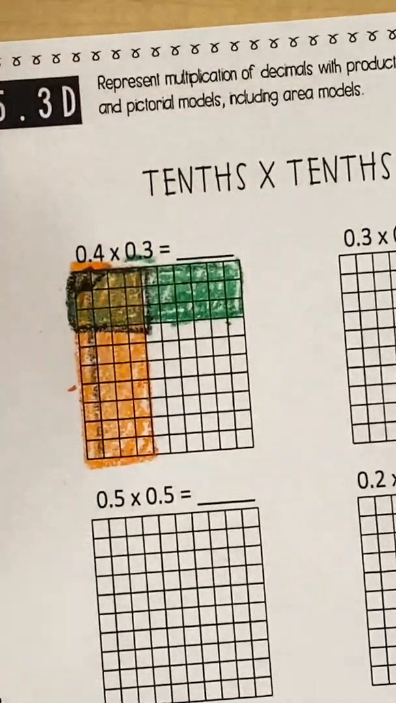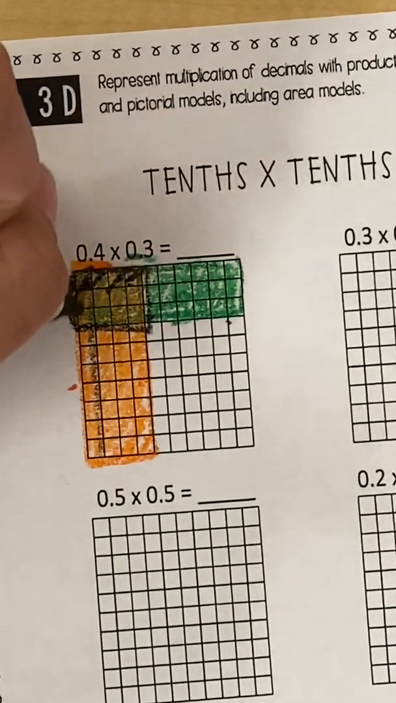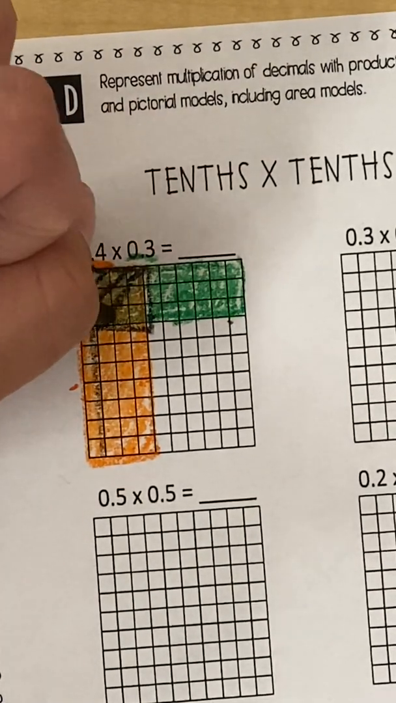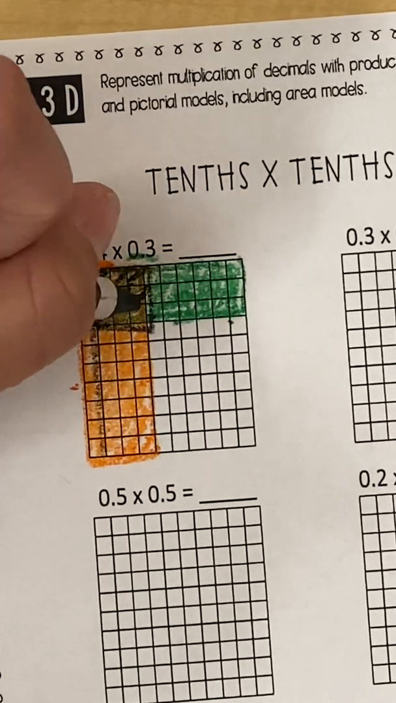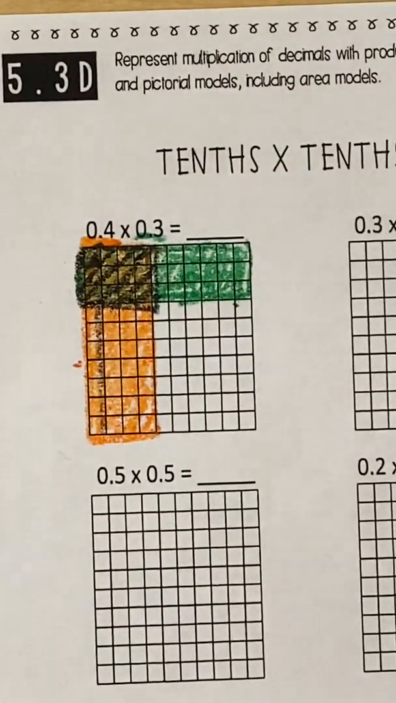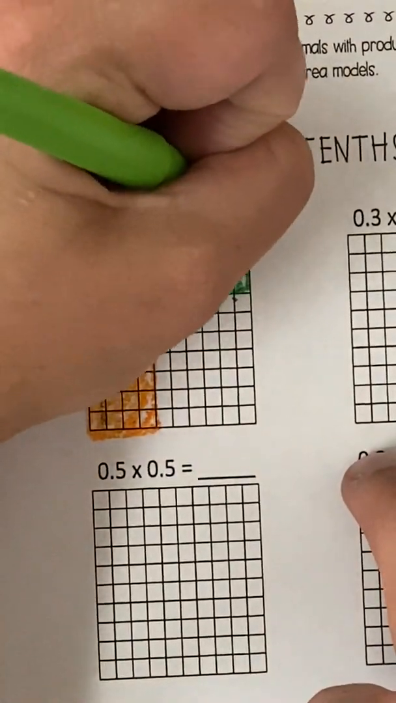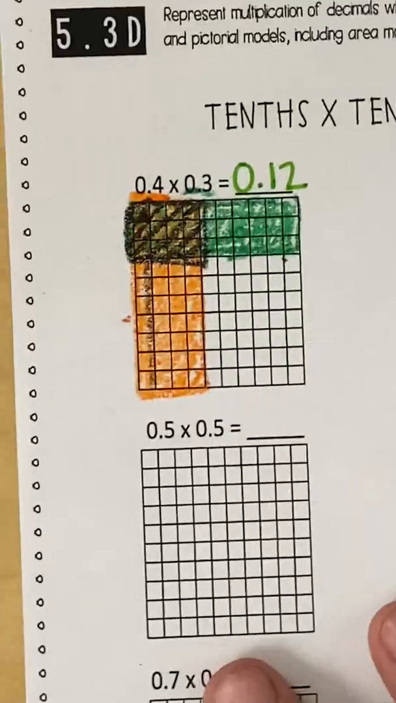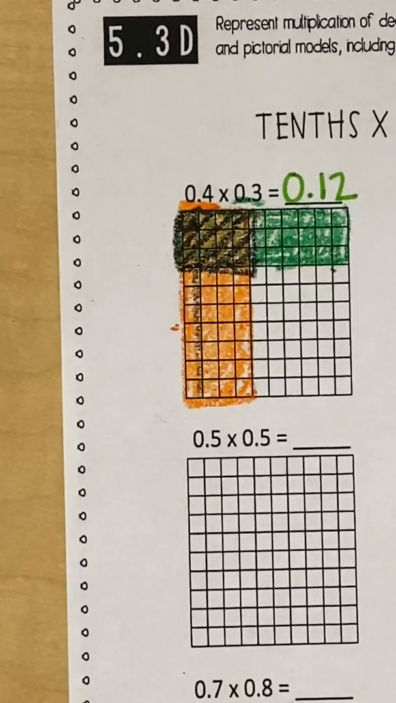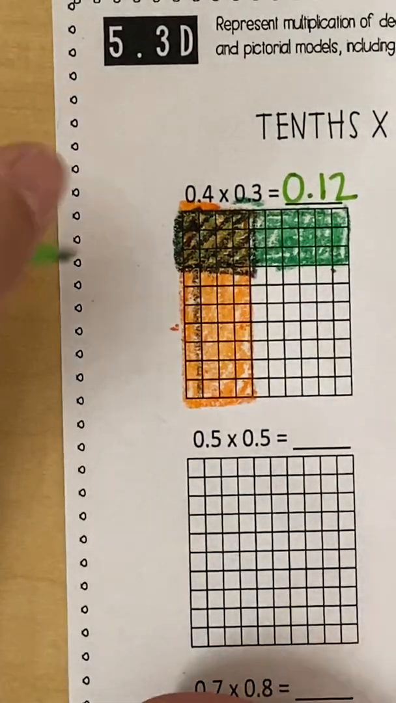So I have 1, 2, 3, 4, 5, 6, 7, 8, 9, 10, 11, 12. So I have 12 hundredths as my answer. So 0.12. Now I can check my answer using the standard algorithm, and we talked about the standard algorithm a moment ago. So I'm going to multiply these numbers as if my decimal is not there.